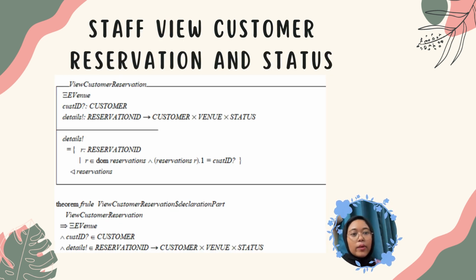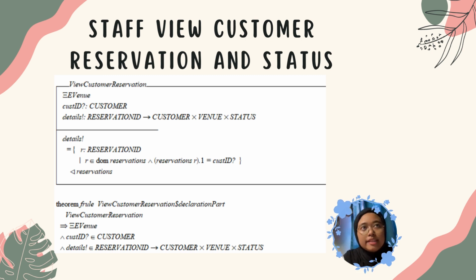Next, staff may want to view reservations made by a customer. To do this, the staff simply inputs the customer ID. The system will then find all reservations made by that customer and display the details, including which venue was booked and what the current status is. This helps staff understand customer activity and supports them in handling any requests or problems.